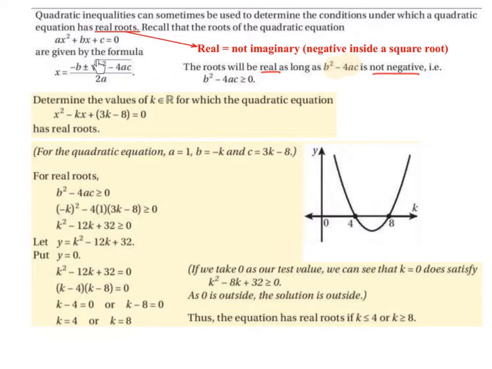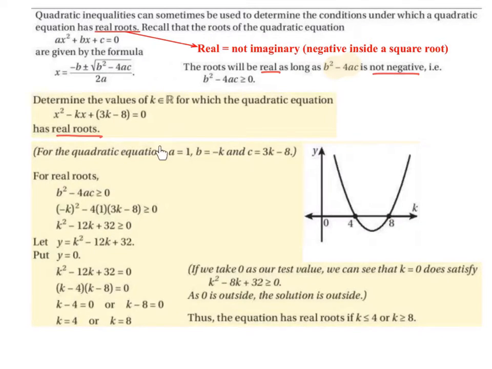So we don't want to have a negative value underneath the square root, because then we'd have an imaginary number, also known as a complex number. So determine the values of k, which are an element of the real number set, for which the quadratic equation x squared minus kx plus 3k minus 8 is equal to 0 has real roots.